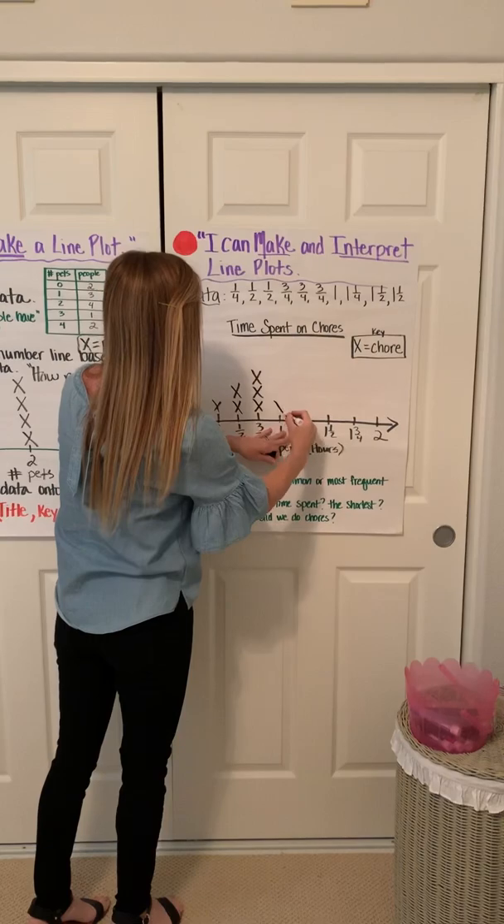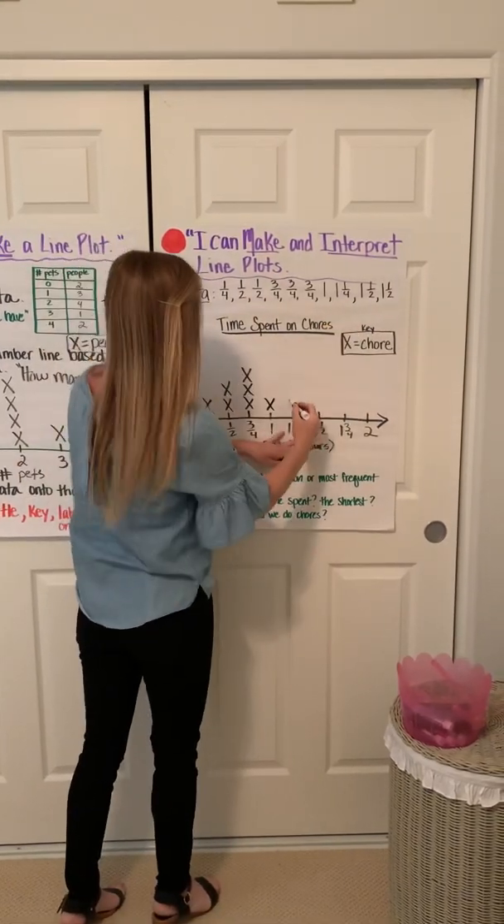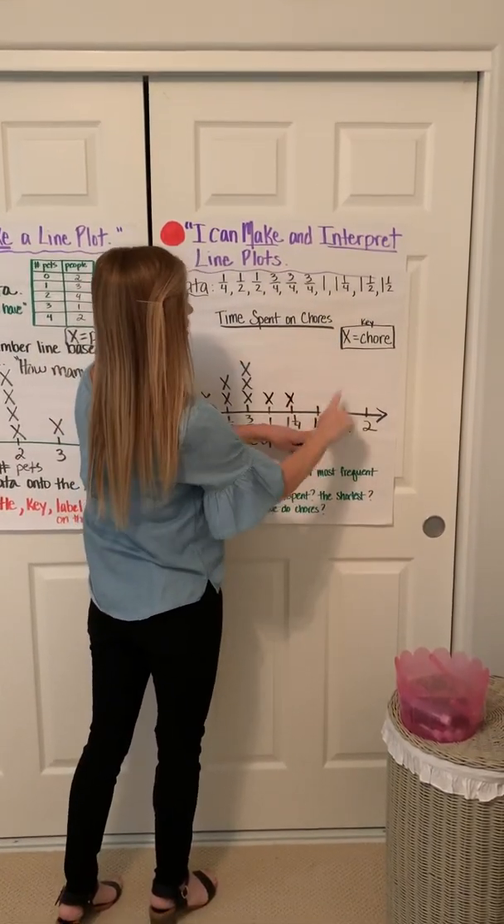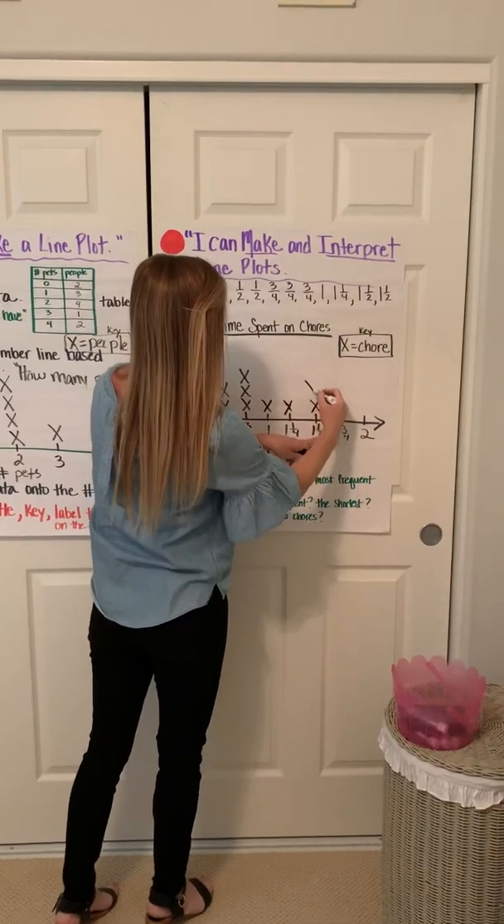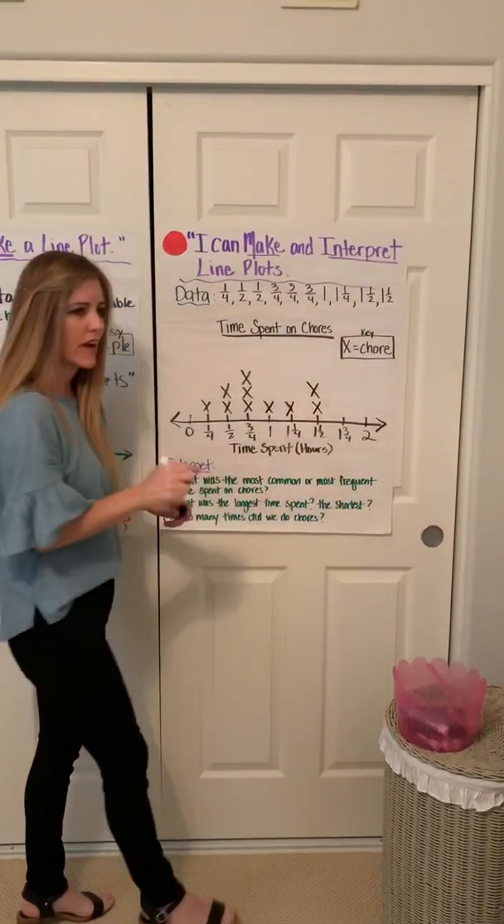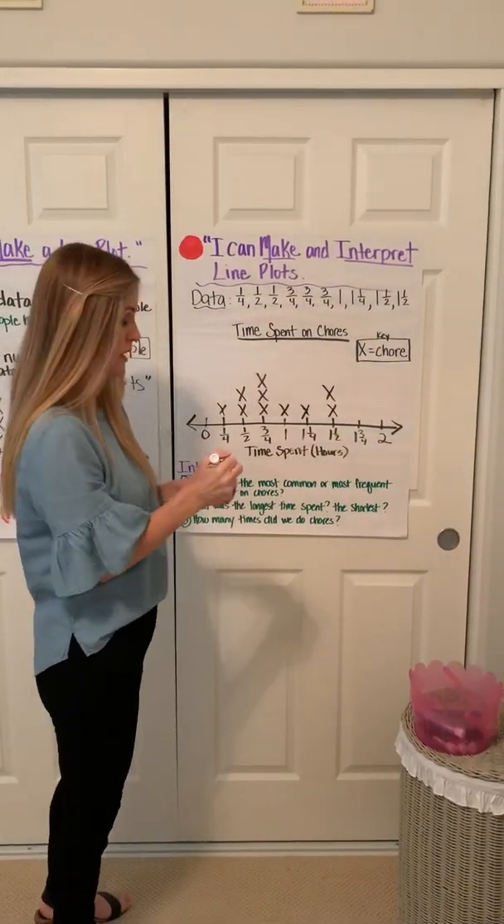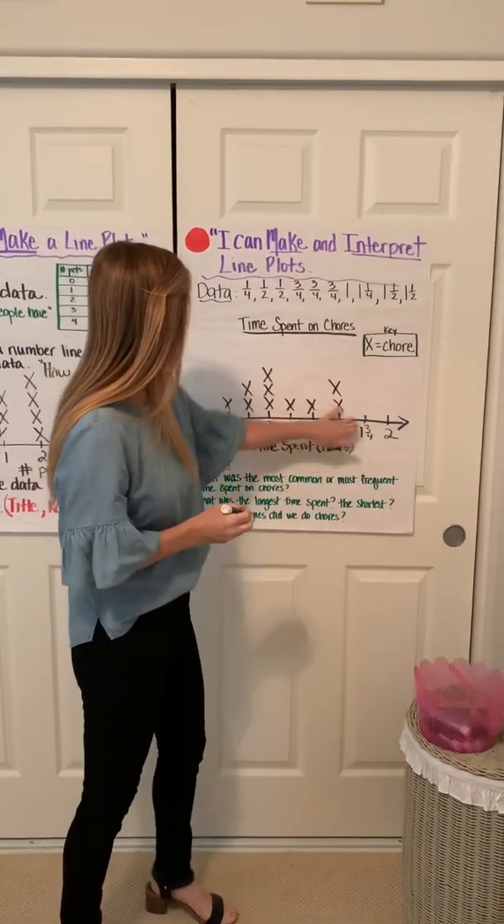1 whole. 1/4, I have 1 of them. And 1/2, I have 2. And I don't have any higher than that. I just wanted to go up to 2 for my number line. So now I've plotted my data.